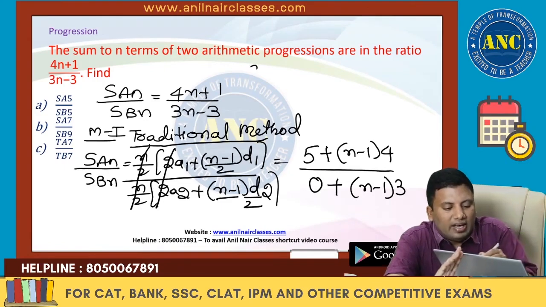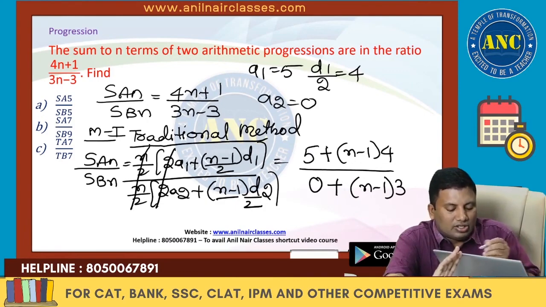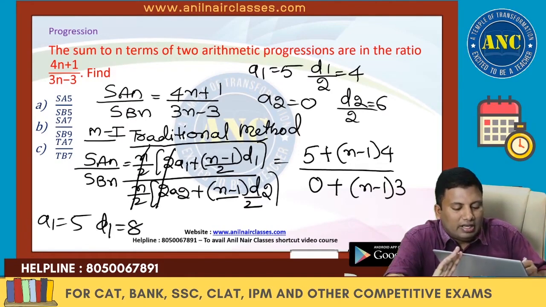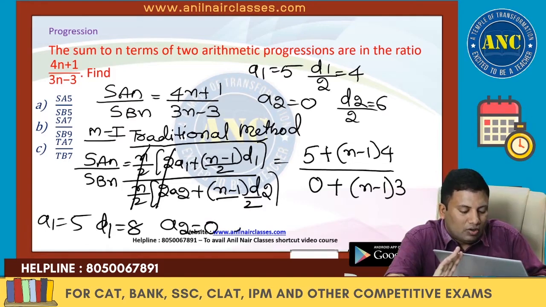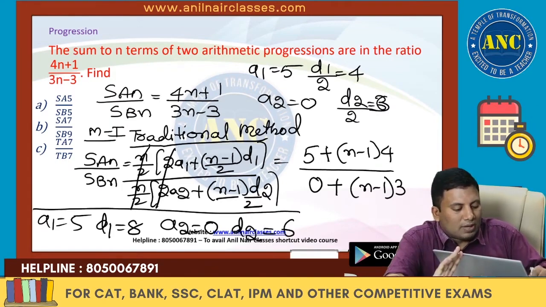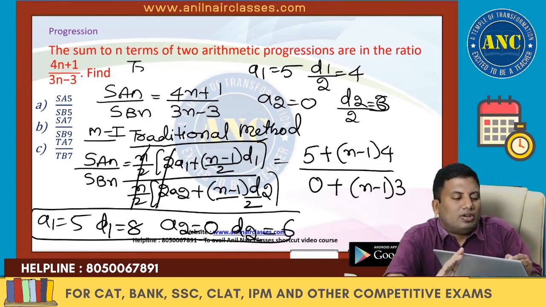So what is the A1 value? A1 value is nothing but 5. What is the D1 value? D1 by 2 is nothing but 4. What is the A2 value? It is nothing but 0. What is the D2 value? D2 value is nothing but 6. So A1 you got 5, D1 you got 8, A2 you got 0, D2 you got 6. Substitute in the question and you will get the answer.